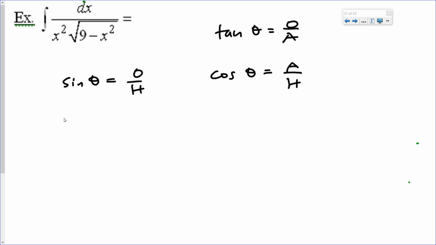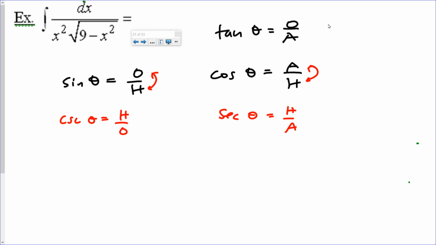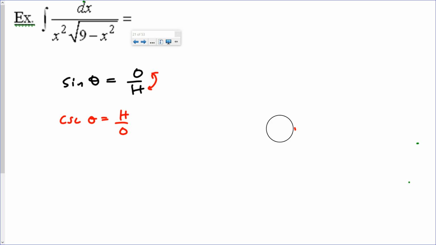The reciprocal of sine is cosecant theta, which is just the reciprocal of opposite over hypotenuse, so h over o. What's the reciprocal of cosine? Secant theta, which is h over a. And the reciprocal of tangent theta is cotangent theta, which is a over o. So I'm assuming you have all of that memorized, and we're going to go forward with this.